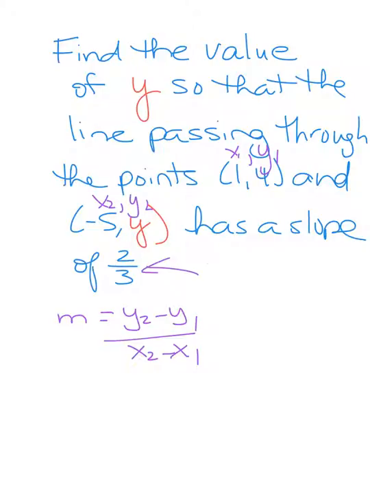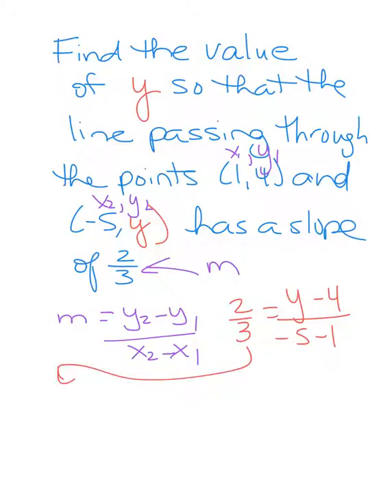And in this case, we're not trying to find the slope. They're giving us a slope. They're asking us to find the value for y. So let's substitute what I know. I know the slope is 2/3. And I get y2, which is the y value, the unknown, minus 4. And then I have negative 5 as my x2 minus 1. So I can clean it up a little bit. I'm going to come down here. So I have 2/3 is equal to y minus 4 over negative 6.